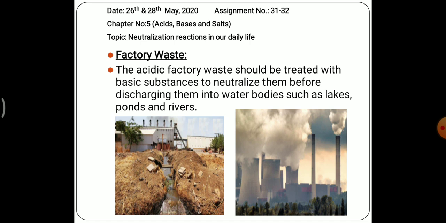Then coming to factory waste. The waste substances discharged by many factories contain acids. If this untreated factory waste is discharged into water bodies, such as lakes, ponds and rivers, then the acid present in it will kill the fish and other aquatic organisms which live in the water bodies. So the acidic factory waste should be treated with basic substances to neutralize it before discharging it into water bodies.